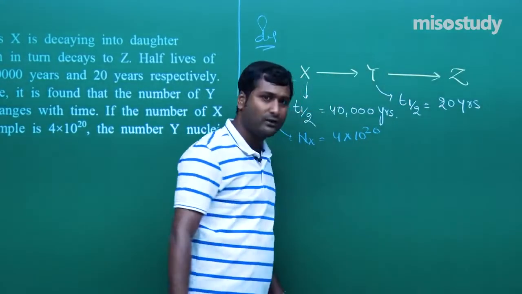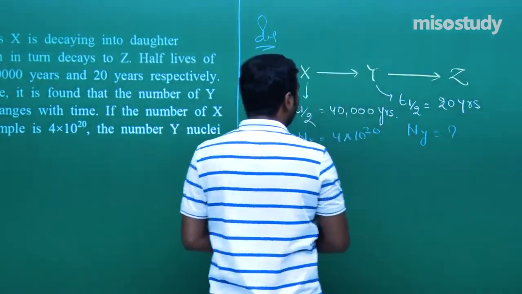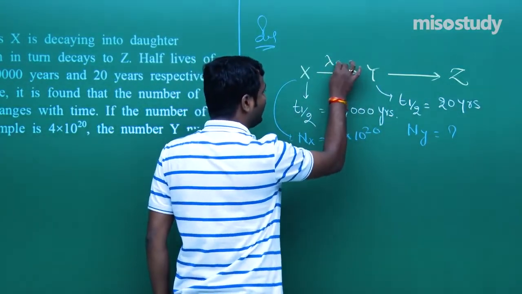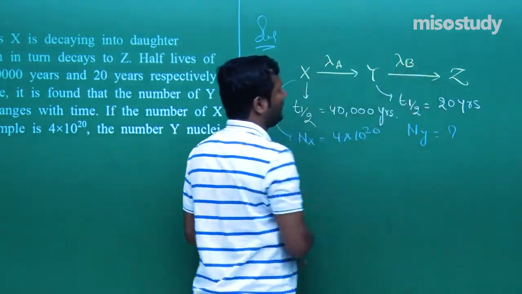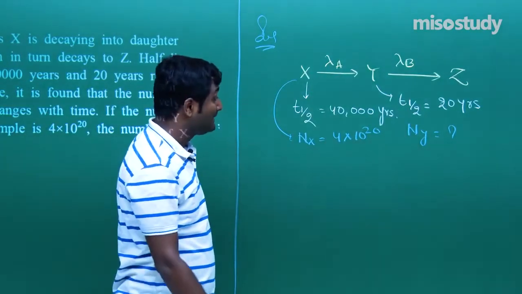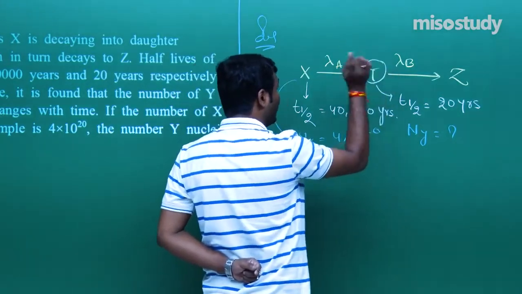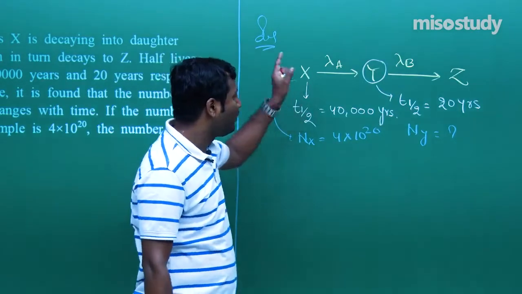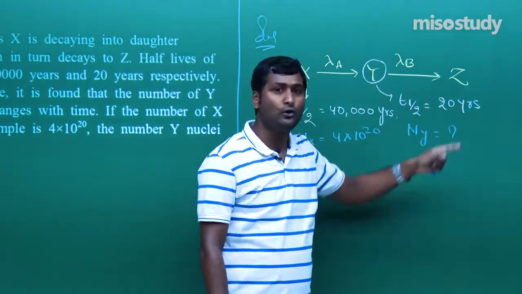Now what do we need? We have to find Ny. Clear? If the decay constant of X is lambda A and the decay constant of Y is lambda B. So what will happen? This is the case of equilibrium, and we know that in equilibrium the rate of formation of Y from X will be exactly equal to the rate of decay of Y into Z.